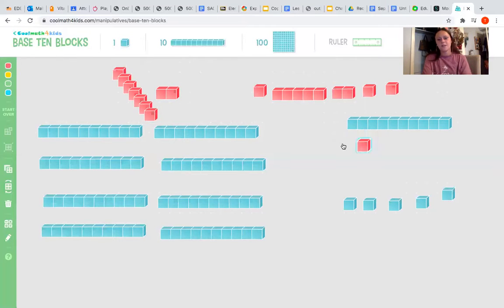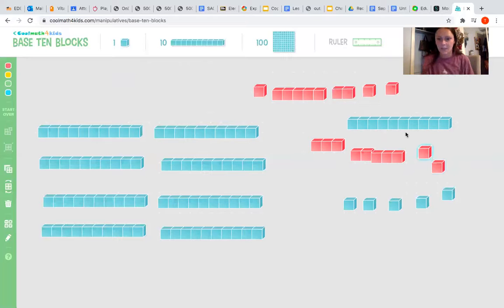Okay, so we're going to do the same thing over here. So we have our 1, 2, 3, 4, 5, 6, 7, 8, 9, 10. So now that we have 10 units, I just made up this long. I'm just going to go ahead and get rid of this long so it doesn't confuse us anymore. So now we have 8 longs and we have 10, 20, 1, 2, 3, 4, 5. So we have 105 right now.